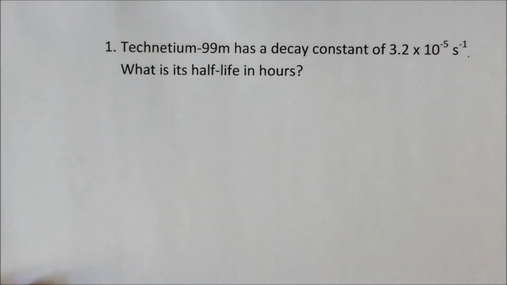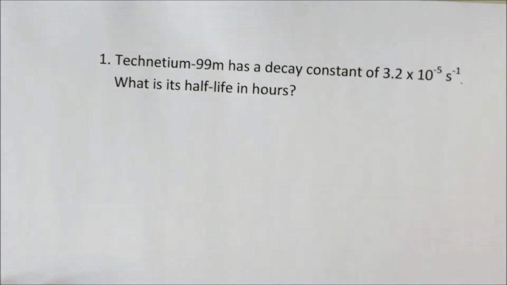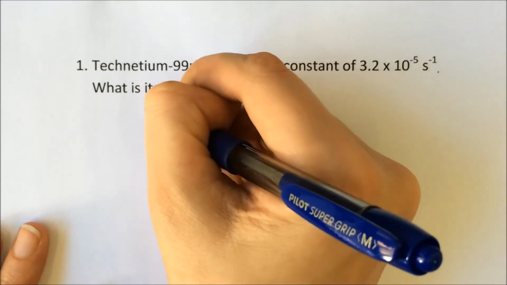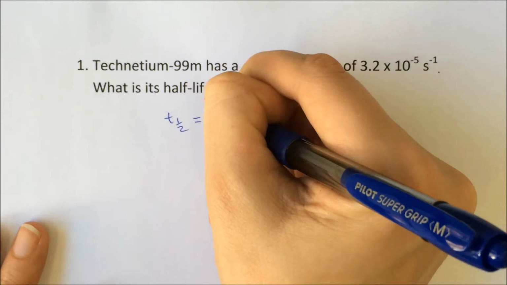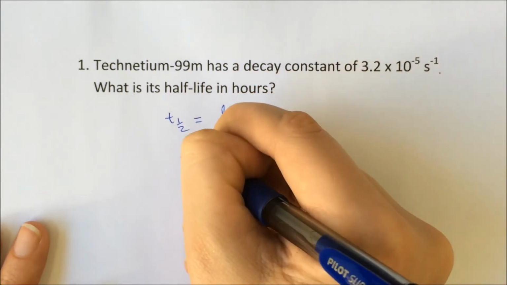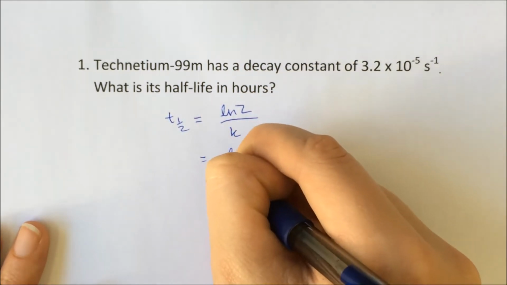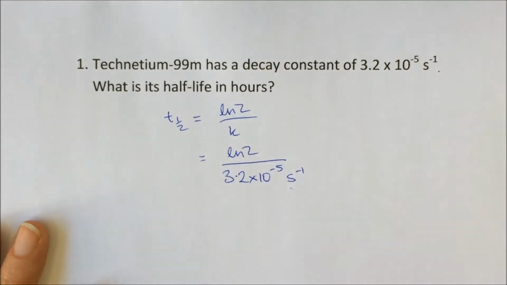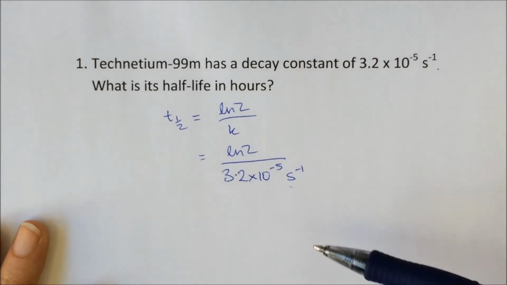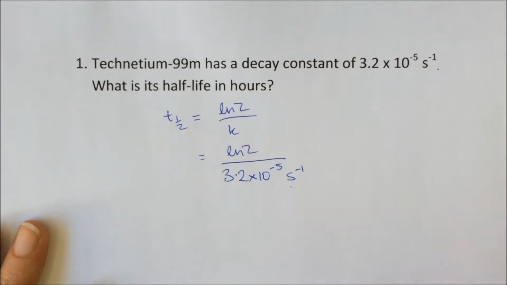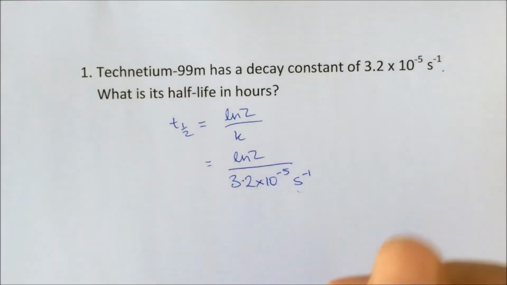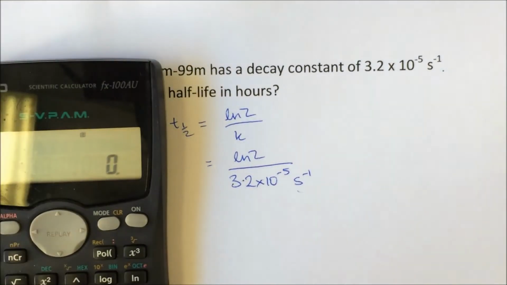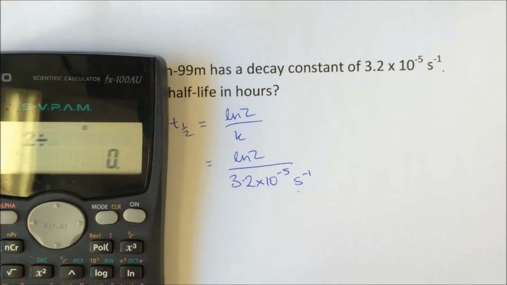So the first question on our sheet asks us to calculate the half-life given the decay constant. So we can use the equation that we've looked at, T half equals ln2 divided by K, and we can fill in the values. It's important to keep the units in as you are working through an equation, because that allows you to work out in the final step what the units should be in your answer. So now we can enter this into the calculator. We can take ln2 divided by the K value, and that gives us this value here.